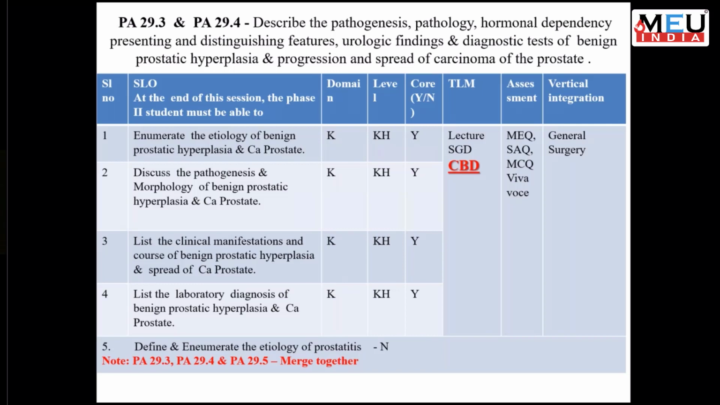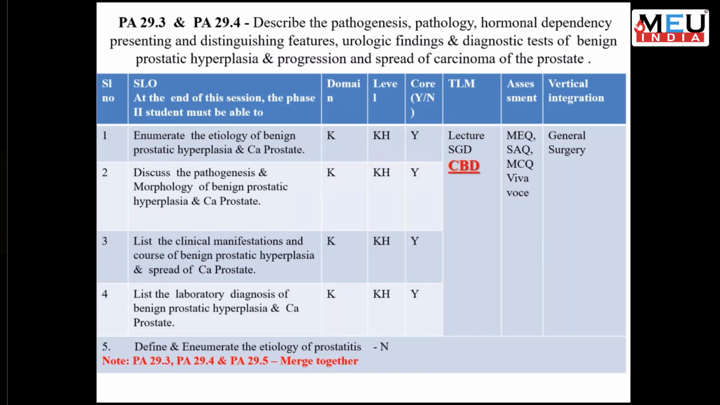And at this juncture, I want to tell one more competency given by the MCA 29.5, that is define and enumerate the etiology of prostatitis. That is non-core only. At the start of this lecture alone, we can start with the inflammation of the prostate, then we go into the benign prostate hyperplasia and carcinoma prostate in detail.